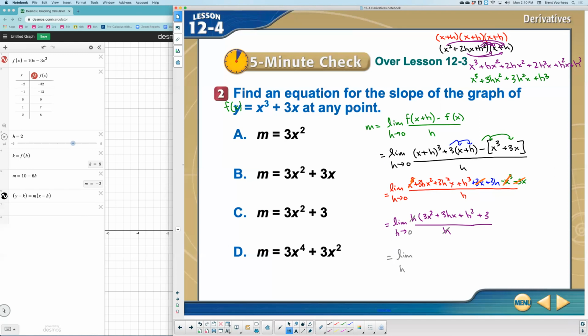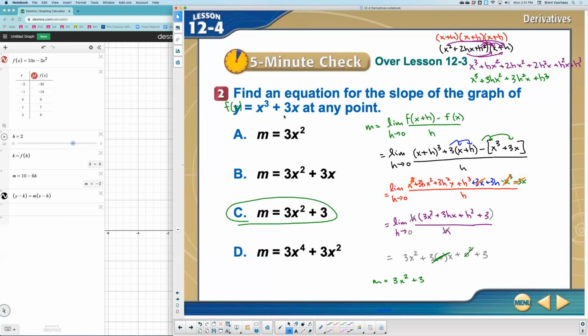And so the limit as h approaches 0, finally we're going to get somewhere. I didn't close that parenthesis there. Now I can use direct substitution. I don't even have to write the limit. I can say this will be 3x squared plus 3 times 0 times x plus 0 squared plus 3. And as we know from our math, multiplying by 0 is 0, so those disappear. And it seems to me the slope would be 3x squared plus 3, which is answer choice C.